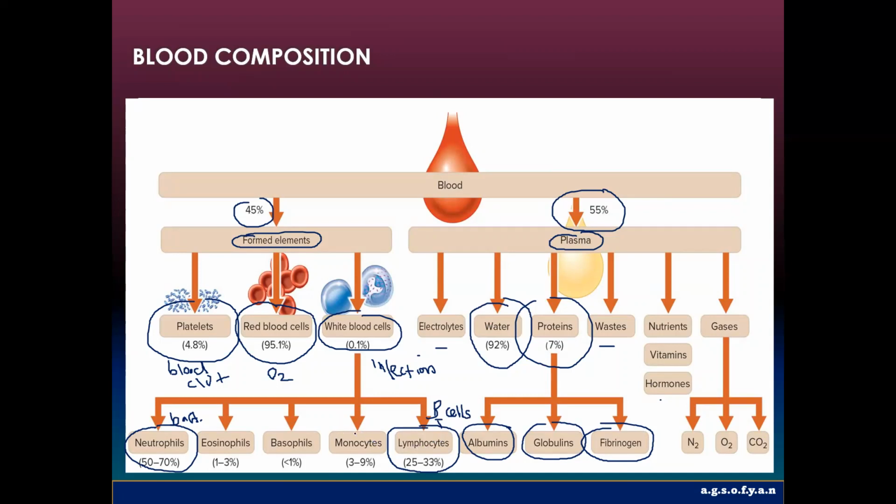The next one after lymphocyte is monocyte. This is also used for fighting bacteria and debris or maybe dead cells in our blood. The next one will be eosinophils. This is for parasites like worms and also for allergy. And the last one is basophil, less than 1%. This is for inflammatory responses and also for allergy.